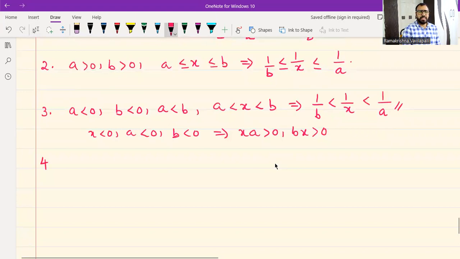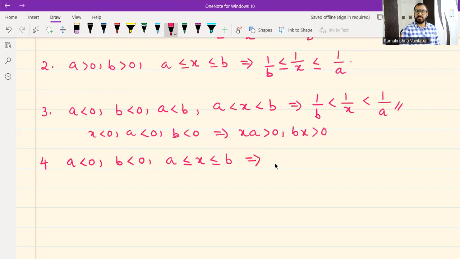Fourth one, A is less than 0, B is less than 0, and here A is less than or equal to X less than or equal to B. This implies 1 by X lies between, the only difference is open and closed interval. Here 1 by B is the left hand, the right hand is 1 by A.